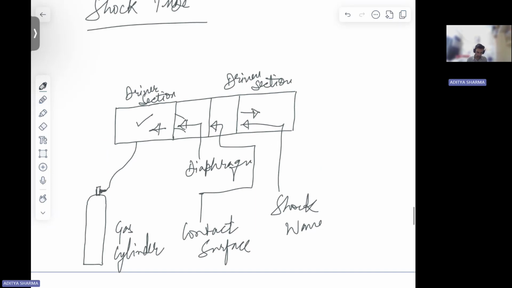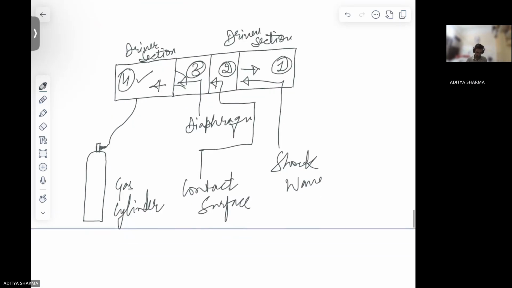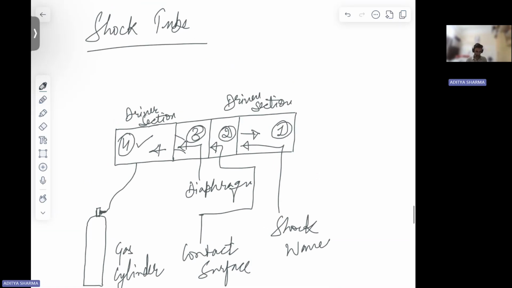Now in your shock tubes also there are regions defined. So this is region 1 behind the shock, this is region 2, this is region 3, and this is region 4. So this is related to your shock tubes.